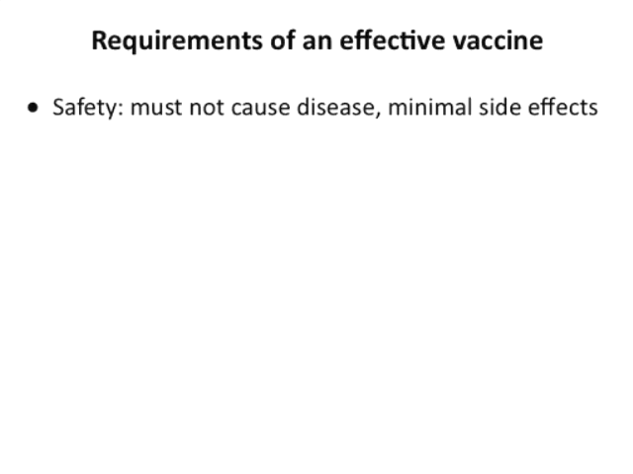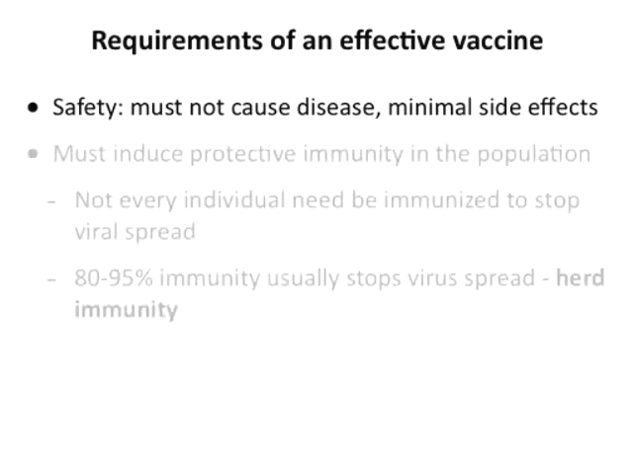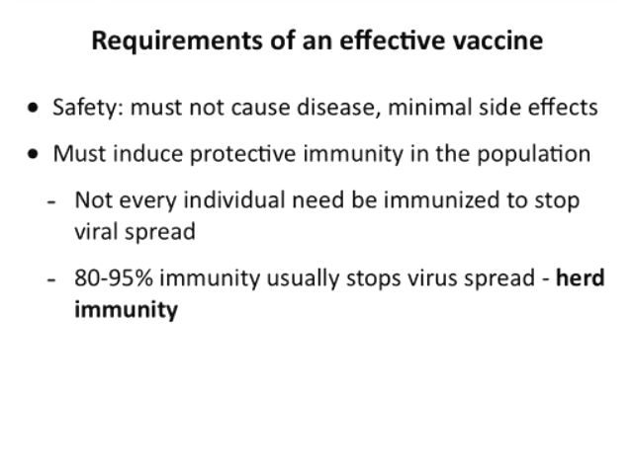So what are the requirements? It has to be safe, obviously, don't cause disease, have minimal side effects, induce immunity in the population. And again, not everybody needs to be immunized. It doesn't have to be 100% effective. It depends on the virus, as we've said. That's where herd immunity plays a role. And it has to be long-lasting. Not every vaccine we've made is long-lasting. They don't have good memory, for example.